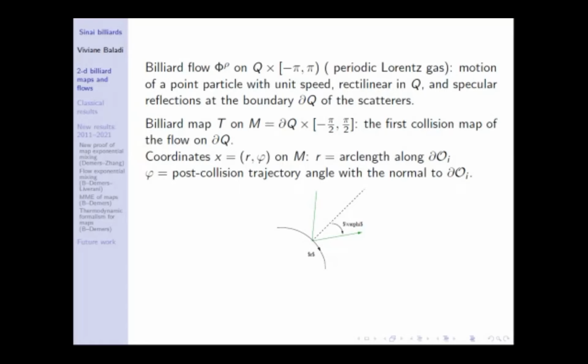And there are natural coordinates which are used, which will maybe not appear in many formulas today. But just to give you an idea, the first coordinate is the arc length along this boundary, and the second is an angle, which by convention is measured to be the post-collision angle with a normal when you are talking about the map. So you can think of a union of cylinders in these parameters, but you don't have to think so. I'm not going to give many formulas.